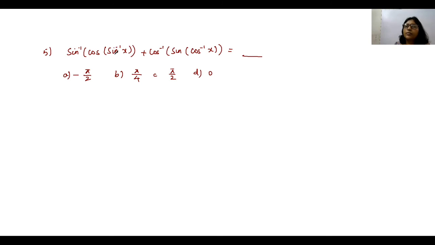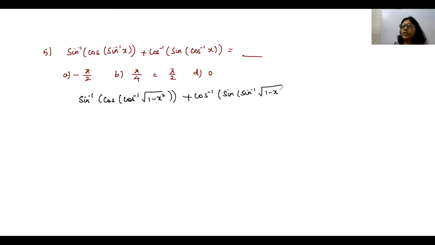Okay, in here we have to convert this sine inverse to cos inverse, and the formula is cos inverse root 1 minus x square. So that cos and cos inverse gets nullified. The same thing we will do for this cos inverse. We'll convert it to sine inverse. Now this part is nullified. We have sine inverse root 1 minus x square plus cos inverse root 1 minus x square. Sine inverse y plus cos inverse y is pi by 2.